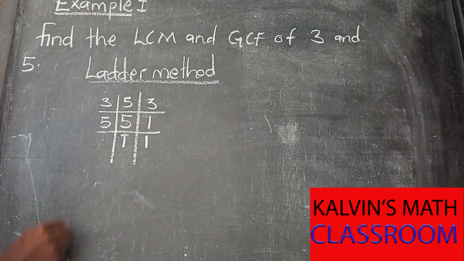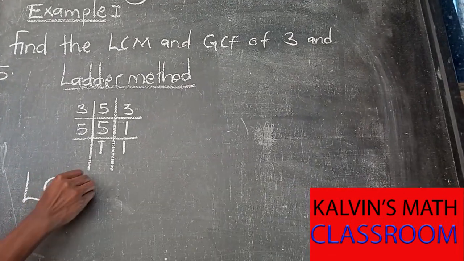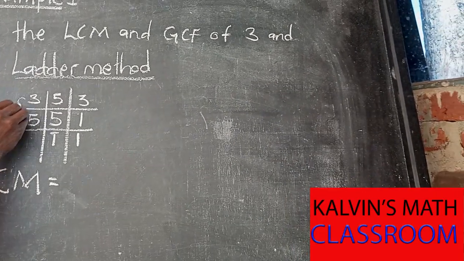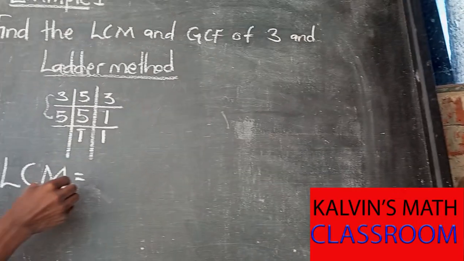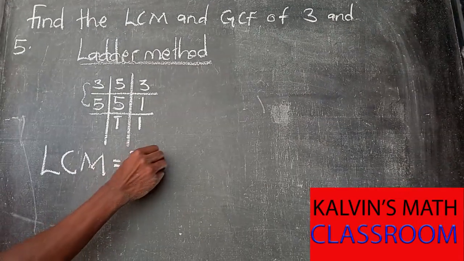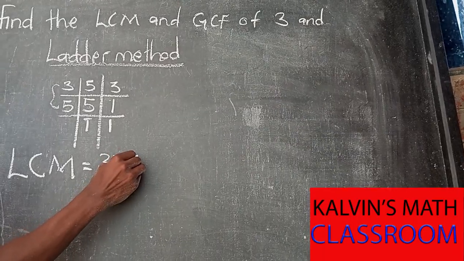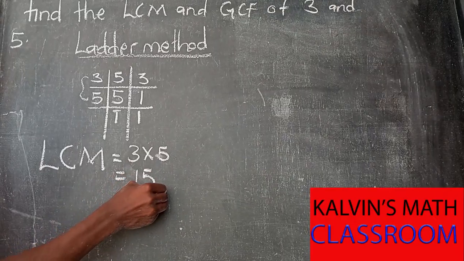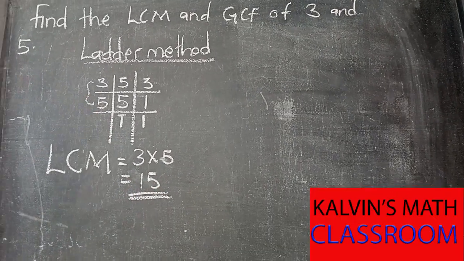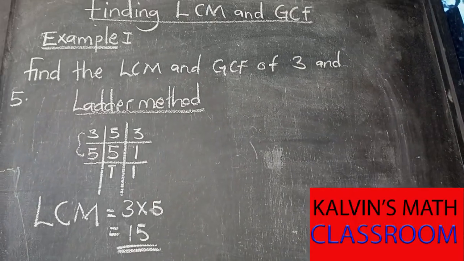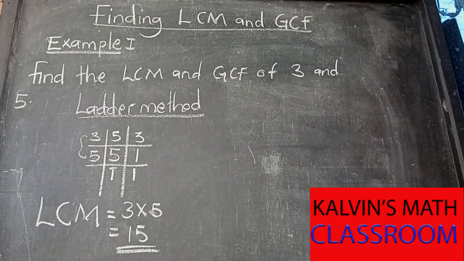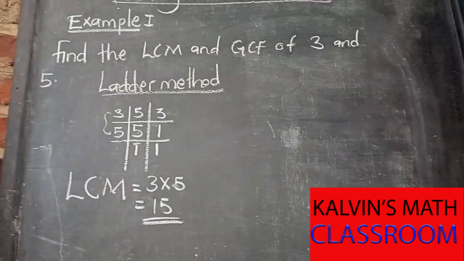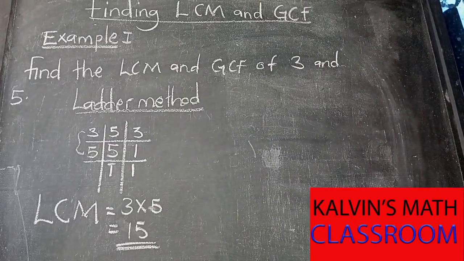So it means the lowest common multiple, we multiply all the numbers that have divided here. This is 3 times 5, which is 15. Now, the GCF using prime factors is obtained by getting the common factors which divided here and here without getting a remainder. But in this case, we don't have any. So it means it is 1.